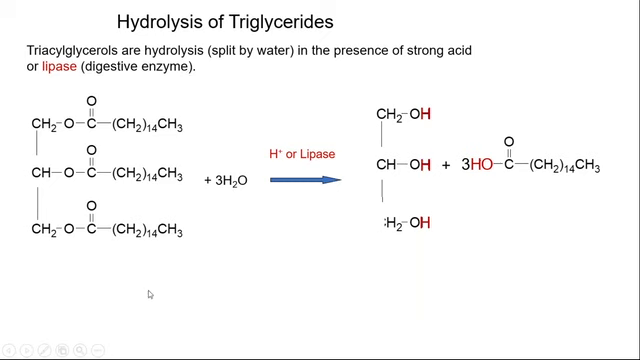So either by acid hydrolysis or by hydrolysis in the presence of the enzyme lipase, you get glycerol and 3 moles of the fatty acid. And hydrolysis of triglycerides in fats and oils is responsible for rancidity, because free fatty acids are produced. The free fatty acids are prone to oxidative degradation, and it results in the rancidity of oils.